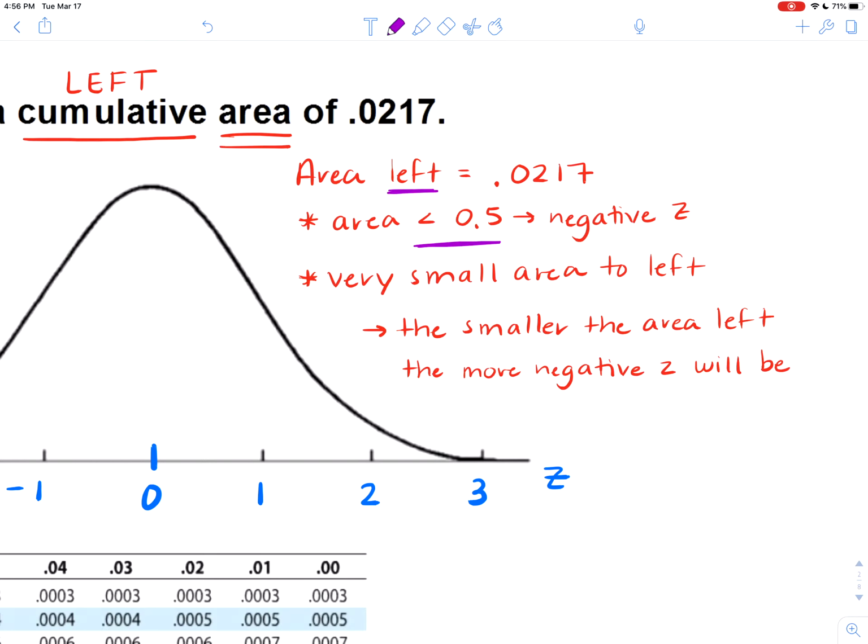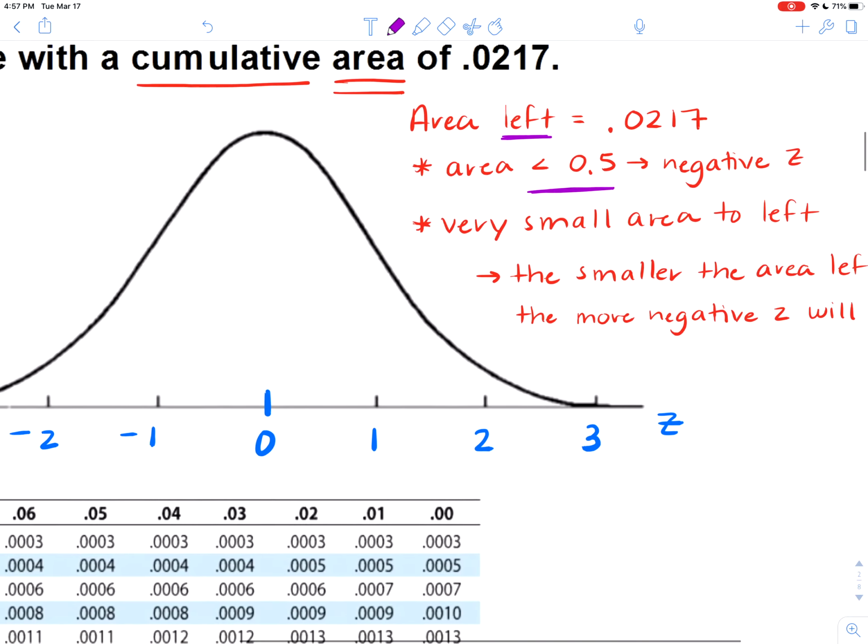The third thing that I do is give myself an idea about what this shaded region would look like in terms of how big or how small it's going to be. Not only is this area less than half, it's very small: 0.0217, only about 2% of the area under the curve to its left. So not only is this going to be a negative z-score, but we're going to be pretty far down the left side of the curve.